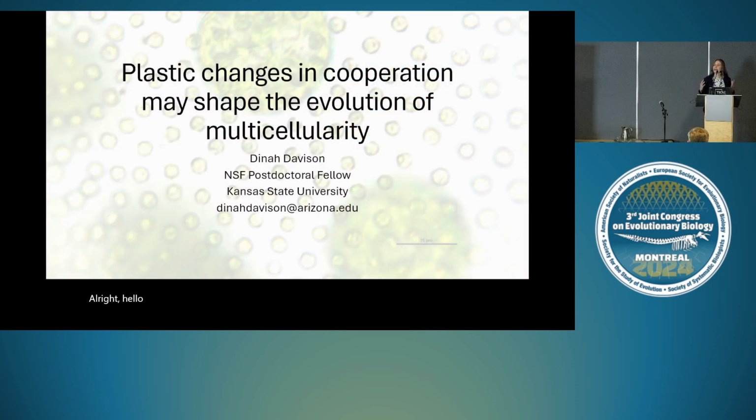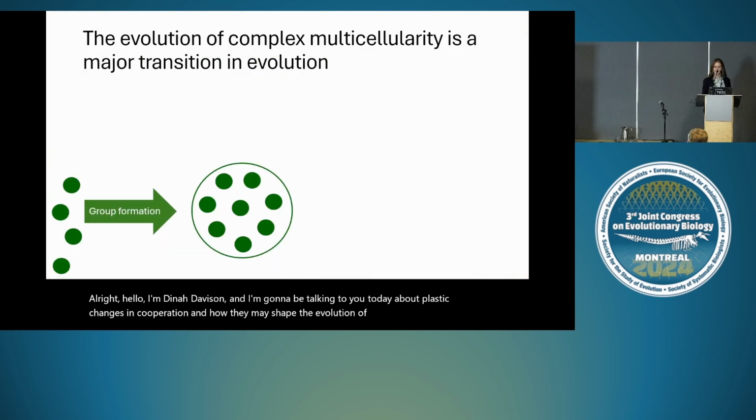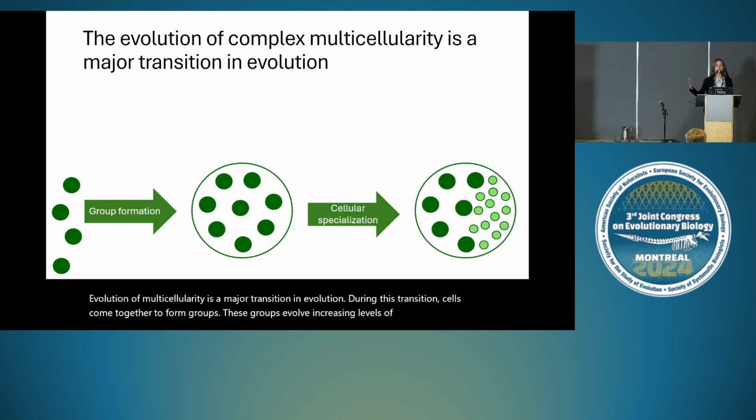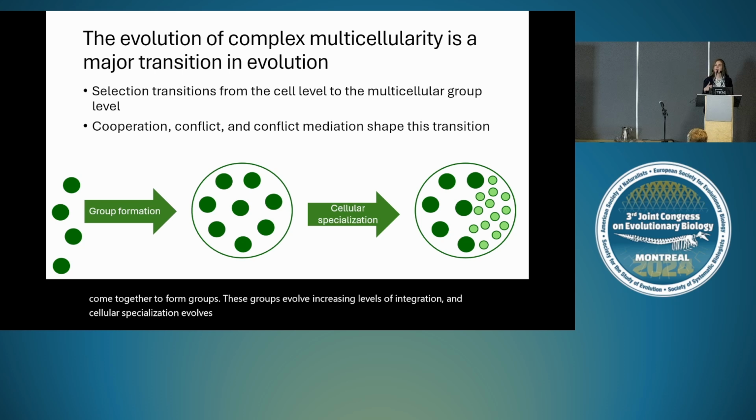I'm Dinah Davison, and I'm going to be talking to you today about plastic changes in cooperation and how they may shape the evolution of multicellularity. The evolution of multicellularity is a major transition in evolution. During this transition, cells come together to form groups. These groups evolve increasing levels of integration, and cellular specialization evolves. Now, during this transition, selection transitions from acting at the level of the single cell to acting on the level of that multicellular group. And cooperation, conflict, and conflict mediation drive this change.